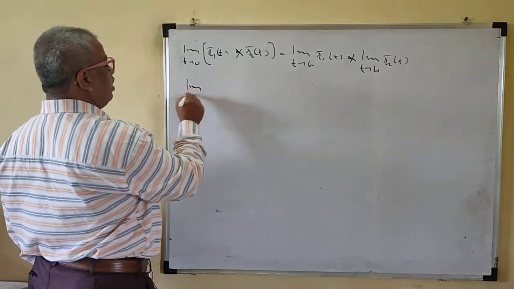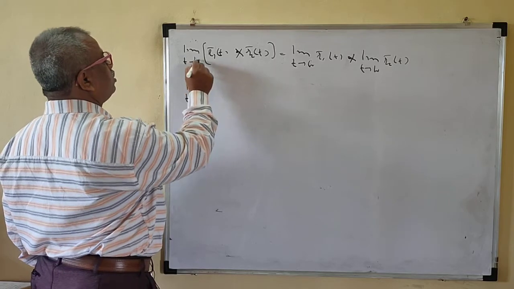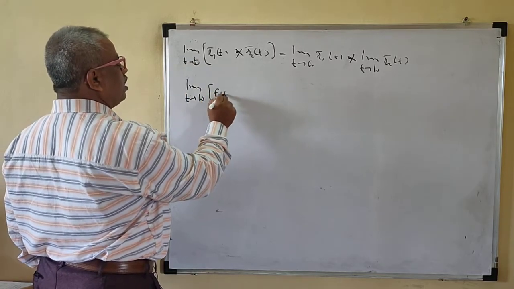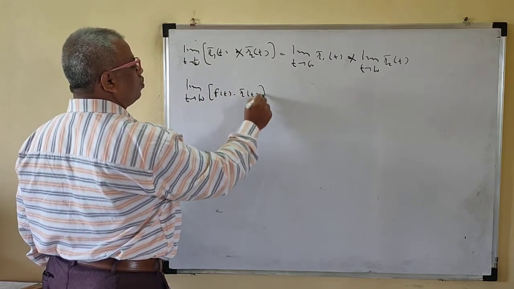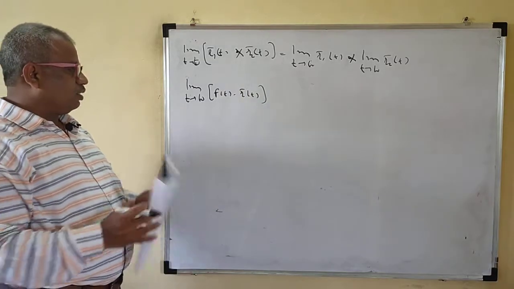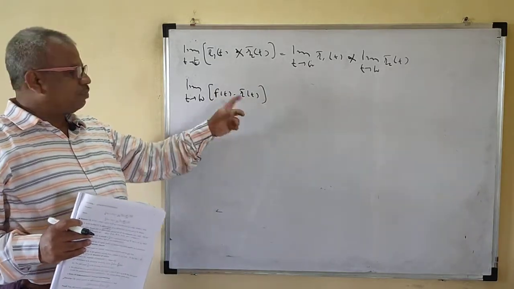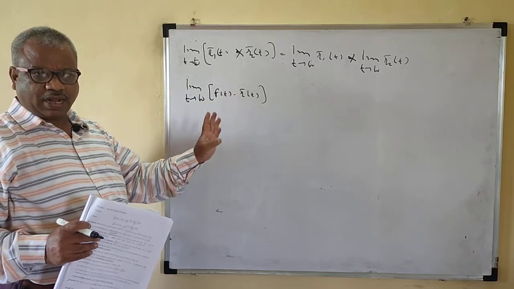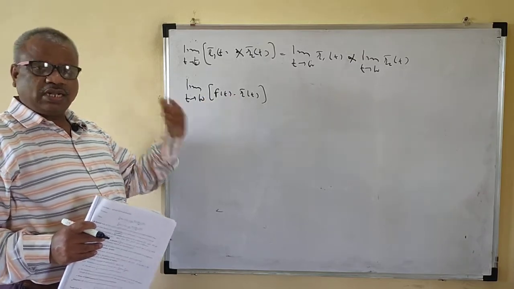So that means the limit as t tends to t naught, okay, this is t naught, of f of t into r bar of t. Here, whether dot is there or not, this is the scalar function and this is the vector function. If dot is not there, it doesn't matter. If dot or cross is there, it doesn't matter.